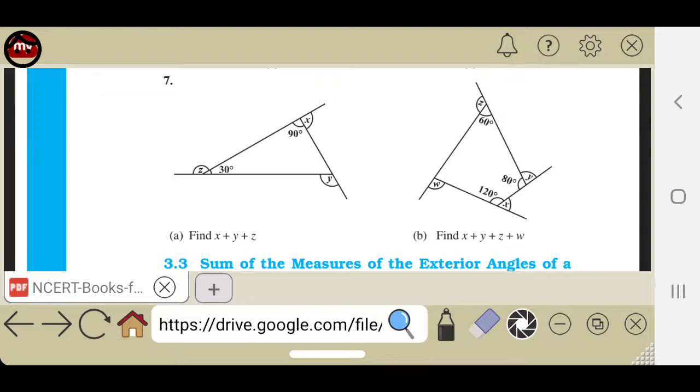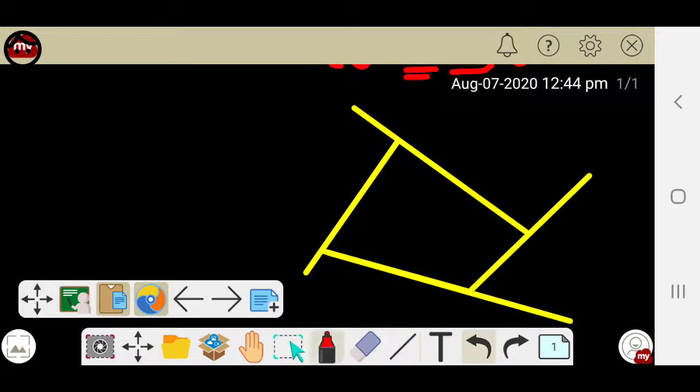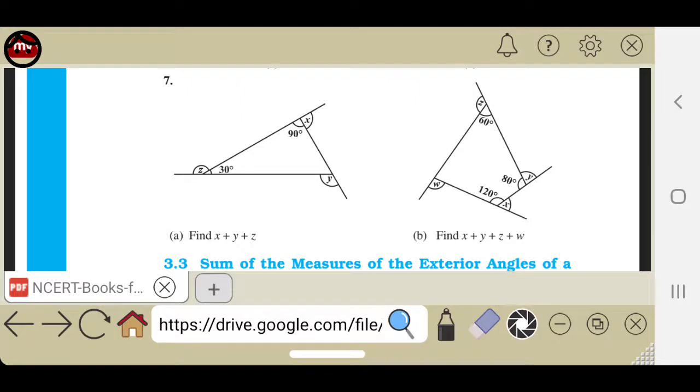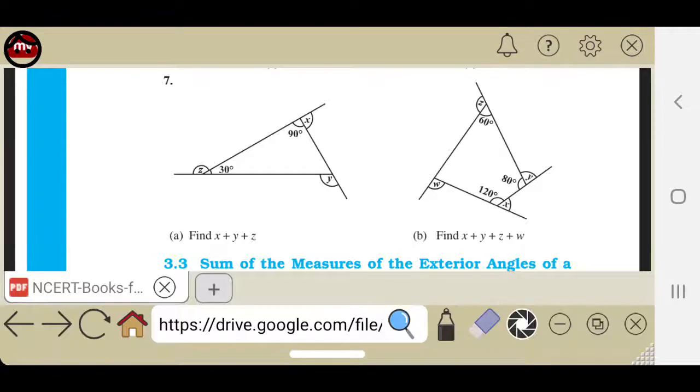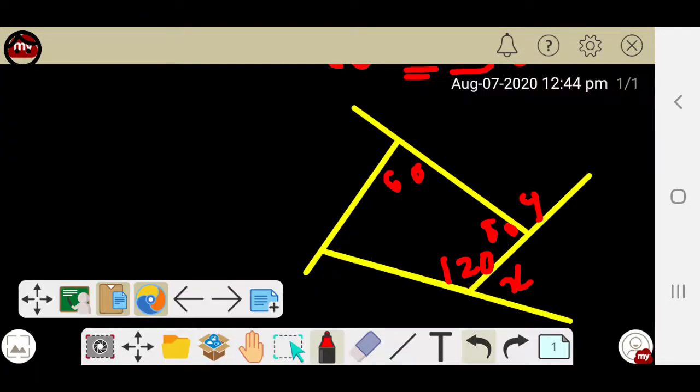120, 80, 60. Inside 120, 80, 60. x, y, w, z.